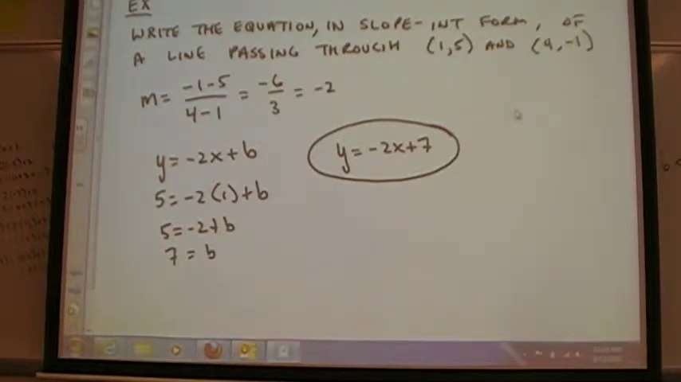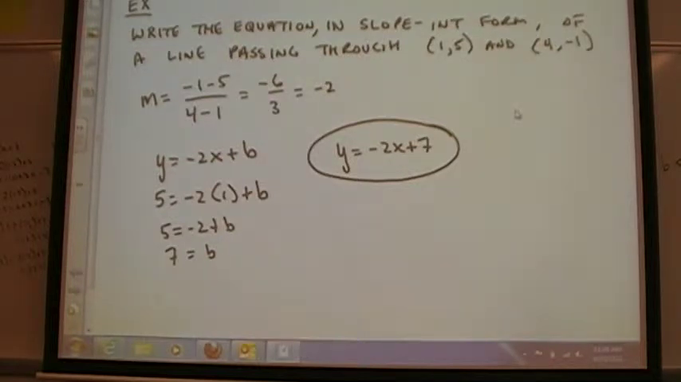Write the equation in slope-intercept form of a line passing through 2 points. So we want y equals mx plus b. Remember what we just said. You need two pieces of information. You need slope, you need y-intercept. The last problem, they at least gave us the slope. So there wasn't much to do there.